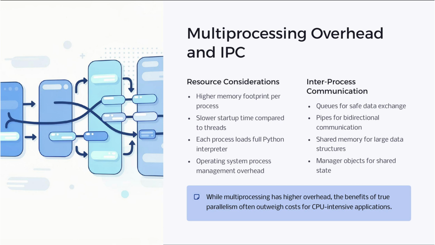Multiprocessing introduces higher memory usage and slower startup due to each process loading a full Python interpreter. Despite this, true parallelism benefits often outweigh these costs. Inter-process communication can be managed using queues, pipes, shared memory, and manager objects, facilitating safe data exchange and shared state management in central processing unit-intensive applications.